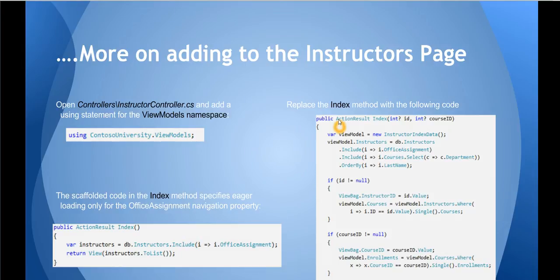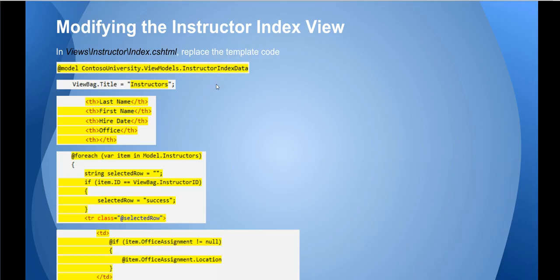Then we go into the index method for instructors and replace the existing code with this code here. As you can see again, there's some eager loading with the dot includes. This is the actual modifying that you're doing to the index. This is the code that you're changing, all this highlighted stuff. Again, you're changing the top.